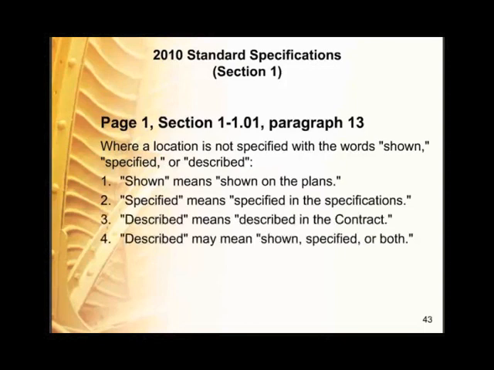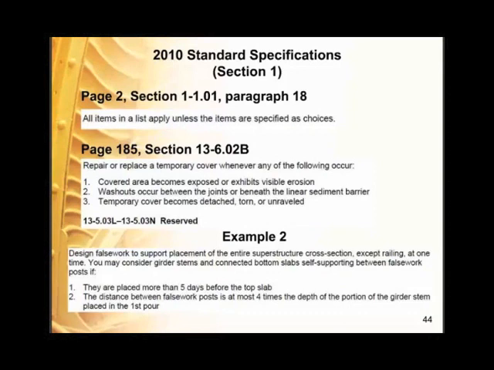Okay, for page 2 of the same section, 1-101, paragraph 18, all items in a list apply unless the items are specified as choices. We used to, in our specification, sometimes add an and or an or within the list. Those are no longer there, so everything applies, and here's a couple of examples. For example, we repair or replace a temporary cover when any of the following occur. So that is, you can pick one of them. It's specified as a choice. The second example is that it all applies, so both 1 and 2 do apply.